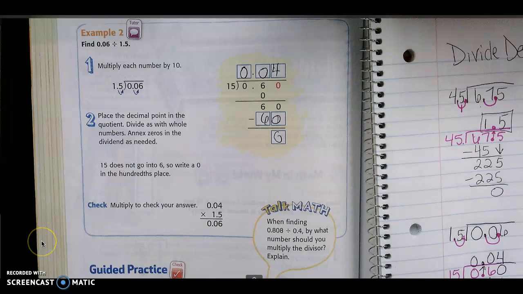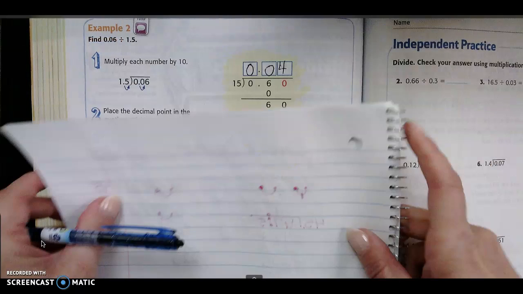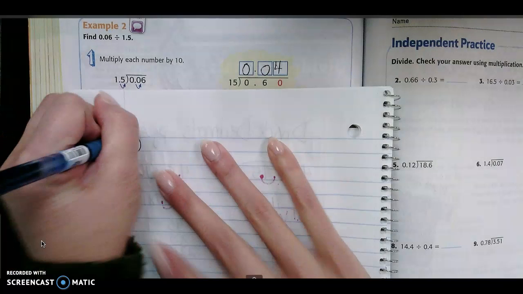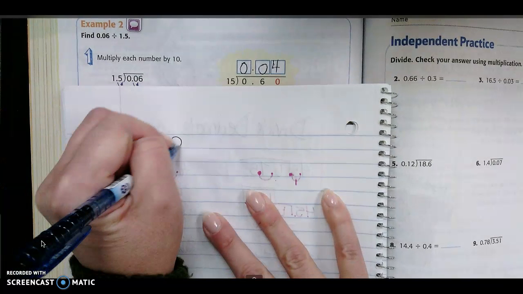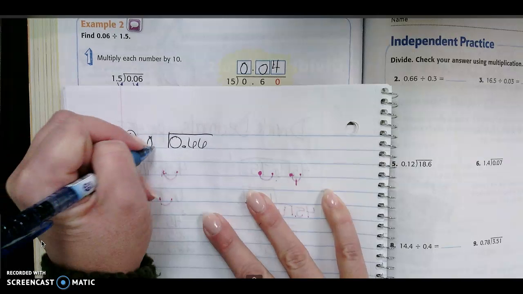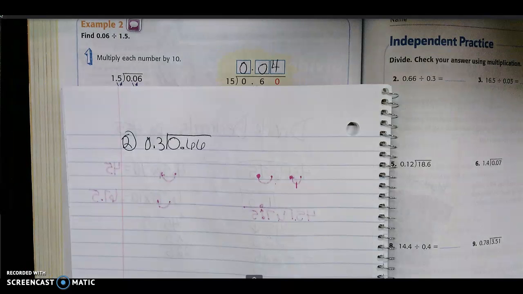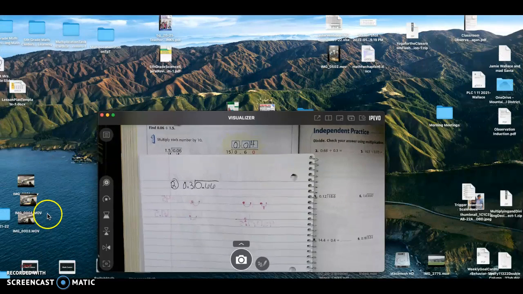All right, on your whiteboards, I want you to please do number 2, which is 66/100 divided by 3/10. So I'm going to pause my video here. Please try that one on your own, and I'll be right back.